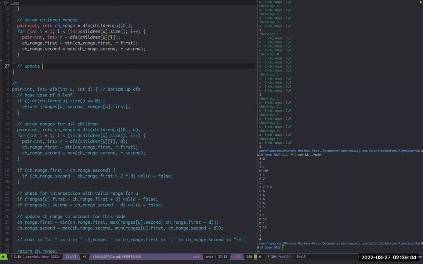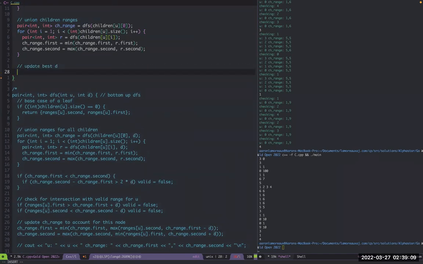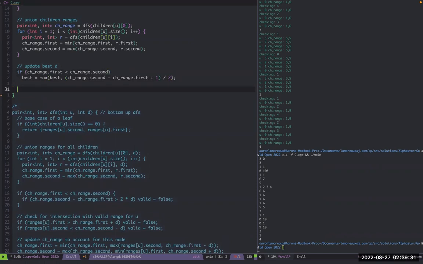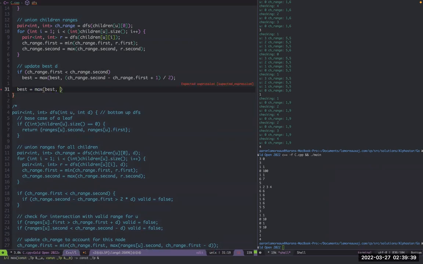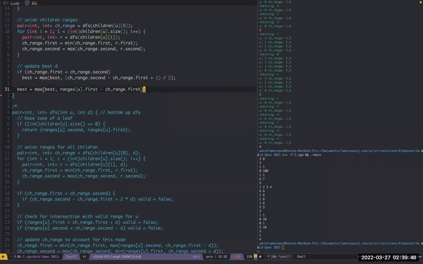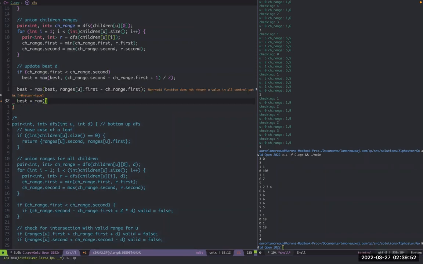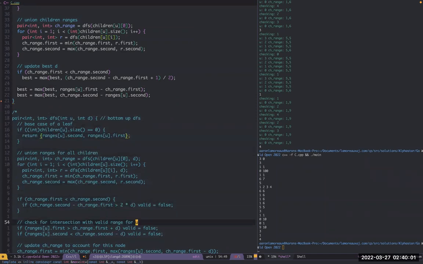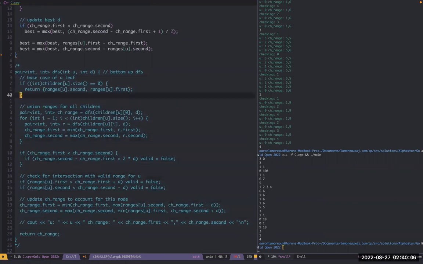So we need to update best D. I think we kind of mirror the conditions from before: if CH range dot first equals max best, that would count for the D that would always be valid. And then D has to be less than D dot first minus CH range dot first. Oh, it has to be greater than or equal to that. And I guess we can do the updates again. Something like this.